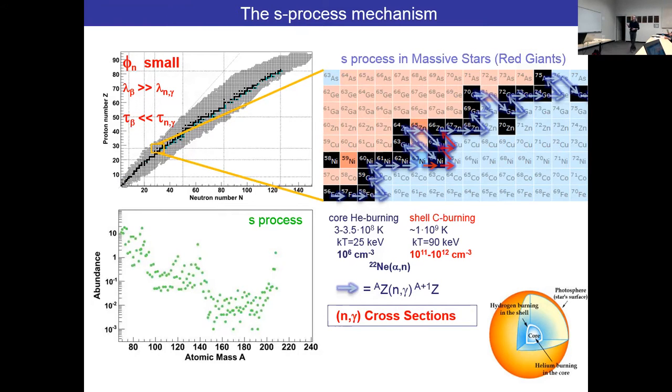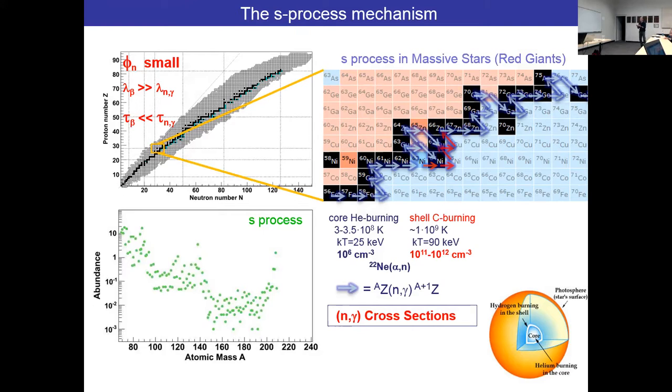And here you can see also some interesting cases. These are actually the most interesting along the nuclear chart, the branching points like nickel-63. These are situations where along the s-process path, you have a competition between neutron capture and beta decay.